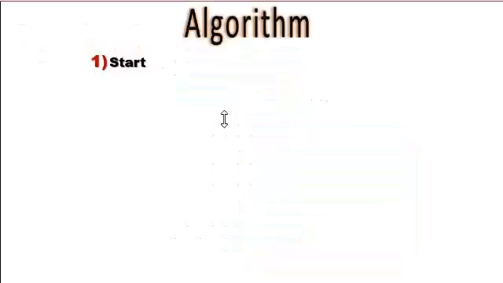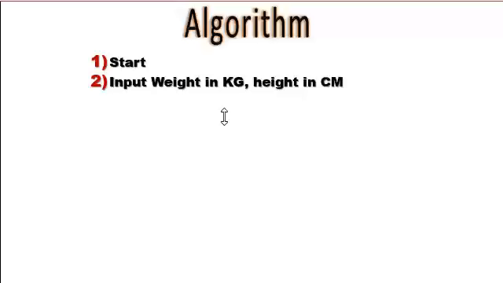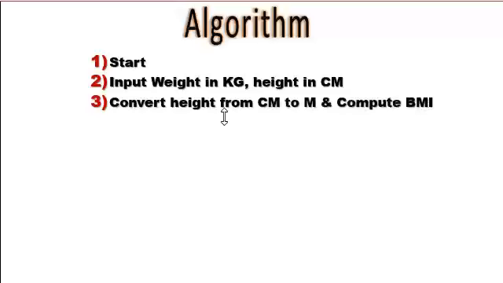Whatever steps we have given in the flowchart, we simply write as steps here. So here I am saying start, then input weight in kilograms and height in centimeters. Then step 3, convert height from centimeters to meters and compute BMI. If you want, you can separate this into two steps, otherwise one is also fine. If BMI less than 18, go to step 8, we will see what that step 8 is.